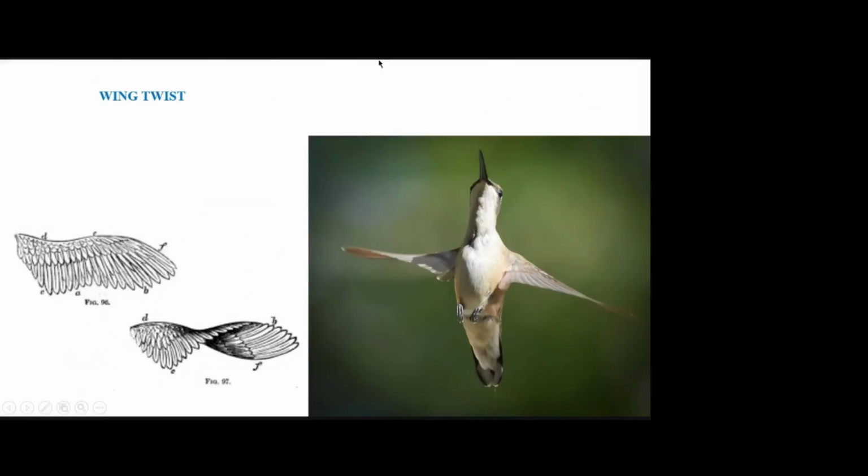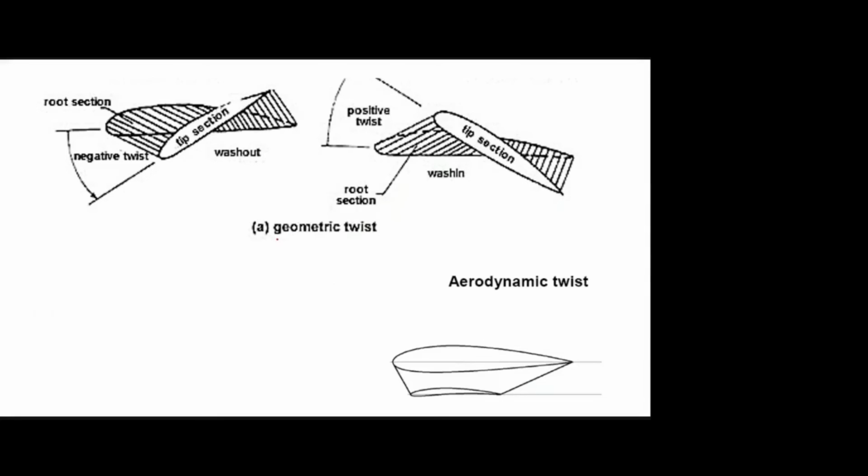Okay, then wing twist. This is the straight wing, and this is the twisted wing. You can see the difference. What do we mean by the twisting of the wing? This is the example: the hummingbird, where you can see the twisting of the wing. The same type of wing twist is applied to our aircraft wing also. We have two types of wing twist: one is geometric twist, another one is aerodynamic twist.